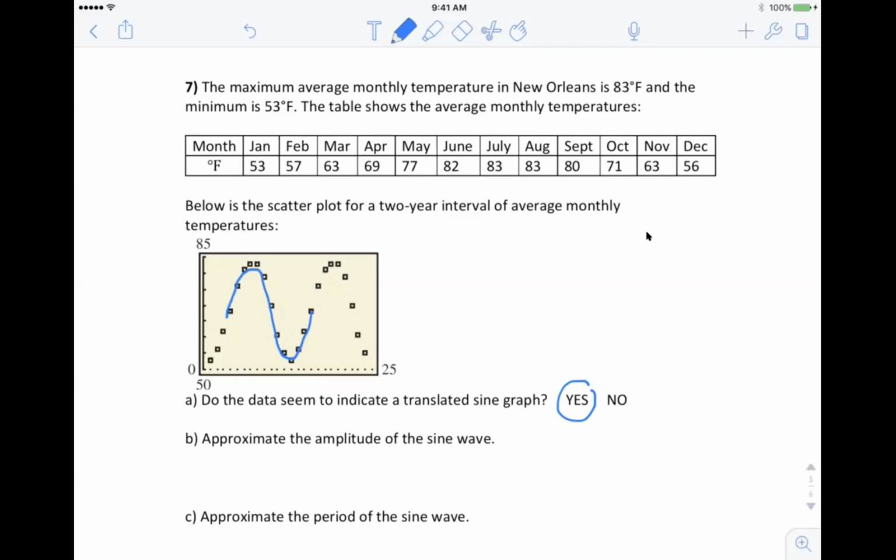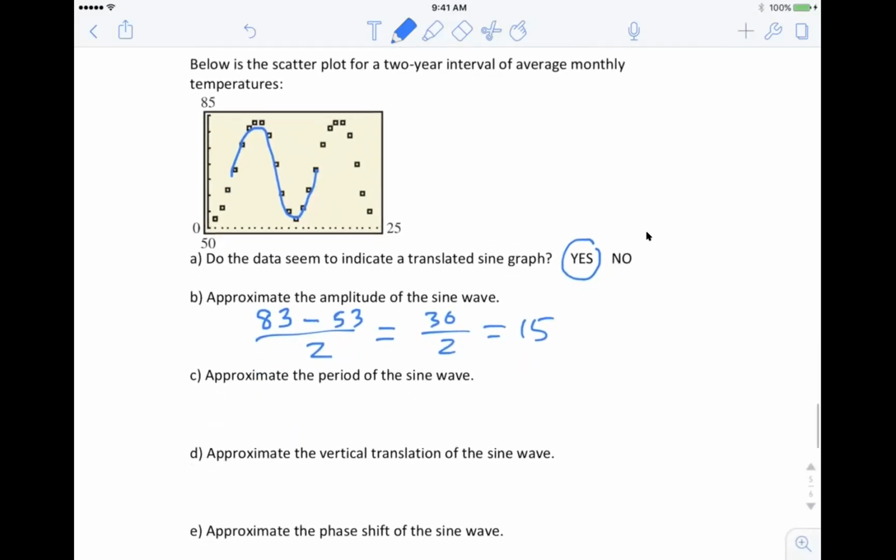Approximate the amplitude. If you have data and you want to get an amplitude, remember amplitude is half the distance from the max to the min. So what I'm going to do is take the maximum, 83, subtract the minimum, 53, and then divide that by 2. So that'd be 30 divided by 2. 15 is my amplitude.